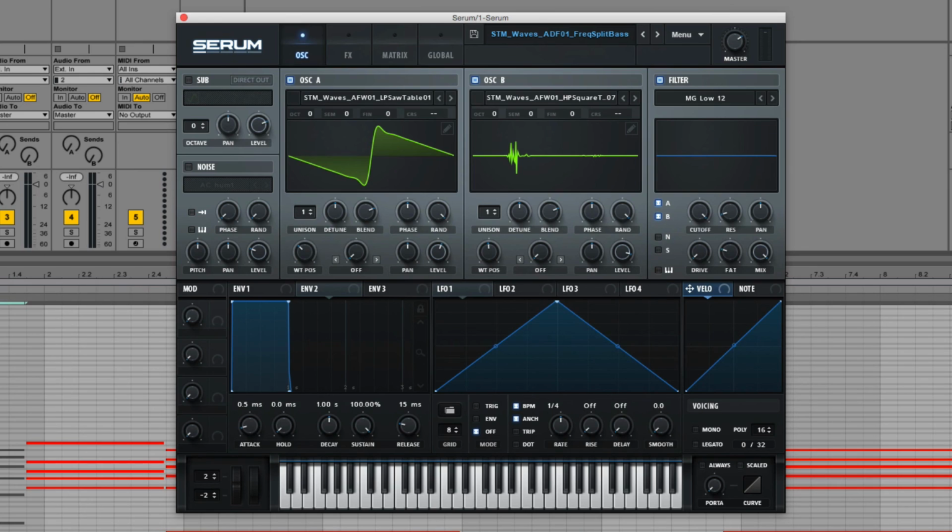Here's another pretty simple patch. This is a FreqSplitBass. And the whole purpose of this is to exhibit how you can split up the low end and the high end of your sound design when you have these low pass or high pass tables. So on the left I have a saw, a filtered saw, and on the right I have a high pass square.